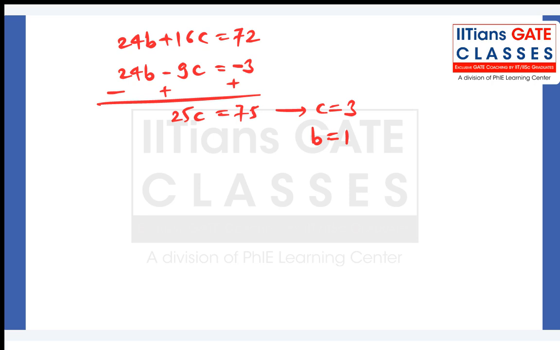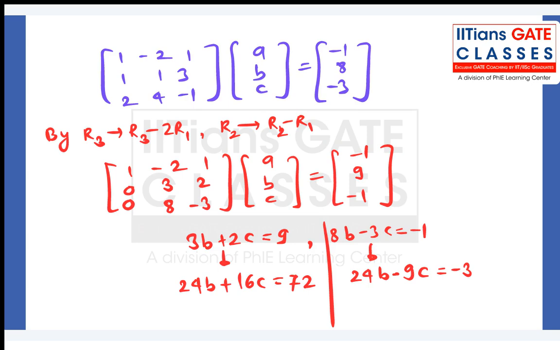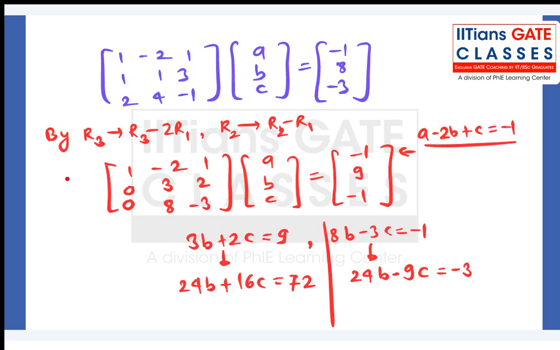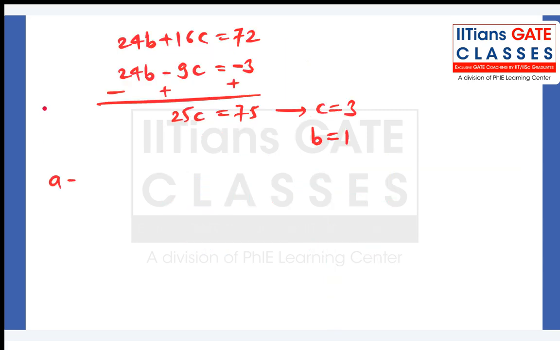Now put these b and c values in the first equation. From here you get one equation, that is a minus 2b plus c equal to -1. So use the b and c values here. This will be a minus 2 into 1 plus 3 equal to -1. So a turns out to be -2, because the RHS is -1 already.